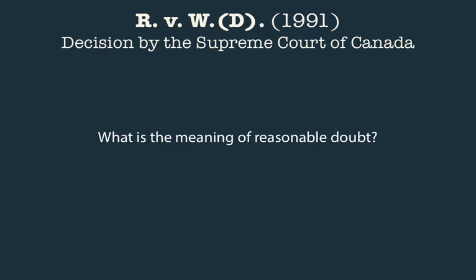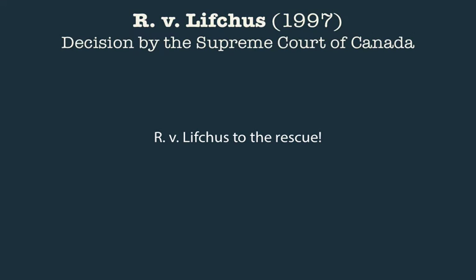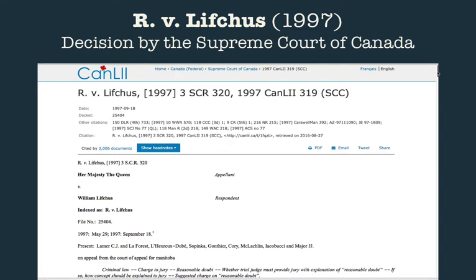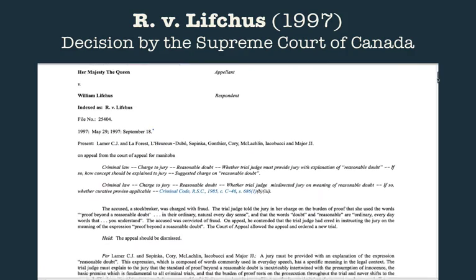So, let's fast forward to 1997 to a case called R versus Lifchus. The premise in this case is the same as R versus WD. Did the judge make an error in reinterpreting the reasonable doubt standard? Except that it was for a criminal fraud case involving theft over $1,000 by a stockbroker who lied to his employer.